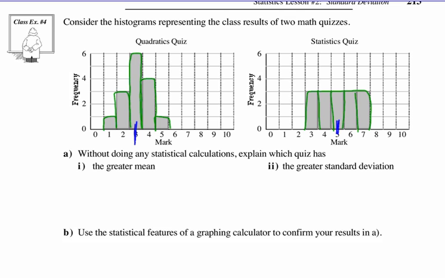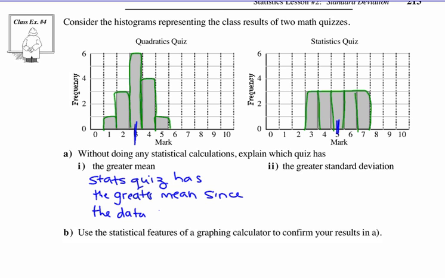And so quiz B, the stats quiz, has the greater mean. We're explaining, so we need to use words. And why would that be? Because the data values occupy higher numbers. Since the data occupies higher numbers. So whenever you see the word explain, we need sentences. This word since, higher numbers.